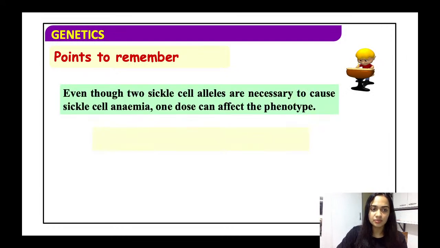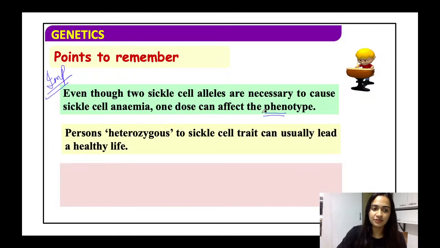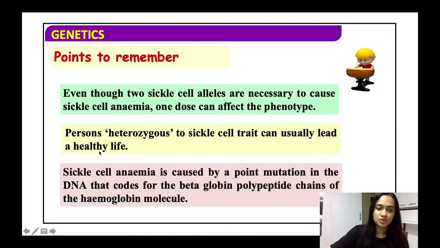Now, points to remember. Please read this slide and try to understand it. Even though two sickle cell alleles are necessary to cause the disease, one dose can affect the phenotype, meaning even carriers' phenotype can be affected. The person heterozygous for the sickle cell trait can usually lead a healthy life. Sickle cell anemia is caused by a point mutation.